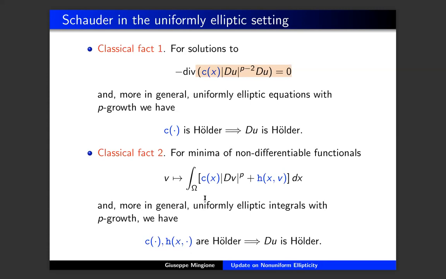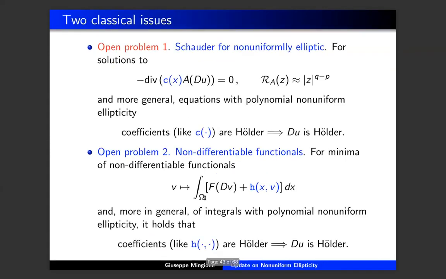And these are two classical open problems in the non-uniformly elliptic theory. So this was not known: take a non-uniformly elliptic operator and develop perturbation theory. The second is to do the same, but with non-differentiable functionals. These are two classical open problems.